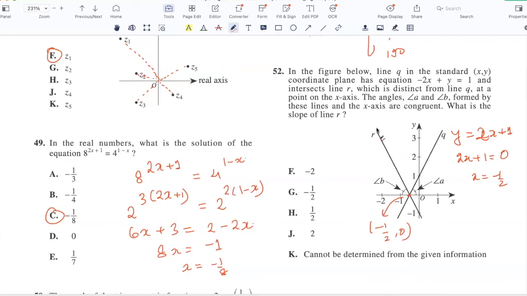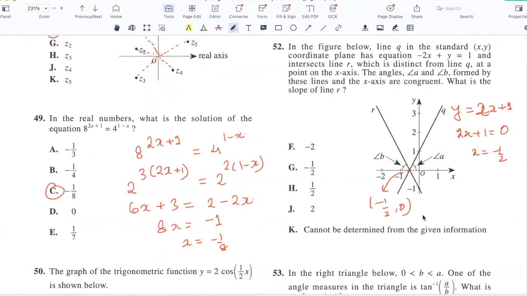So I can find the equation of this line from the fact that it has minus half as the x-intercept and the y-intercept is minus 1. So then I can simply say y is equal to mx minus 1, mx plus c. And I can put minus half comma 0. So 0 is minus half m minus 1. So minus half m is 1. So m is negative 2, right? So the slope of r would be negative 2. We could have used the angles also, but I think it's just easier if we use these intercepts, right?